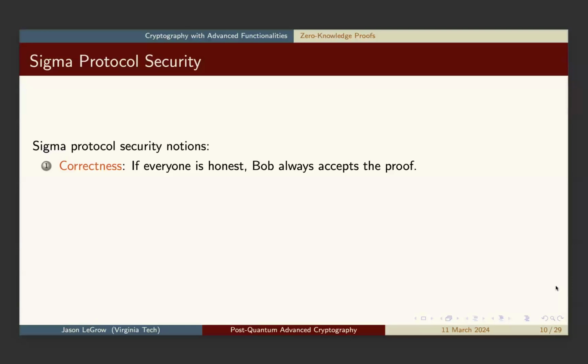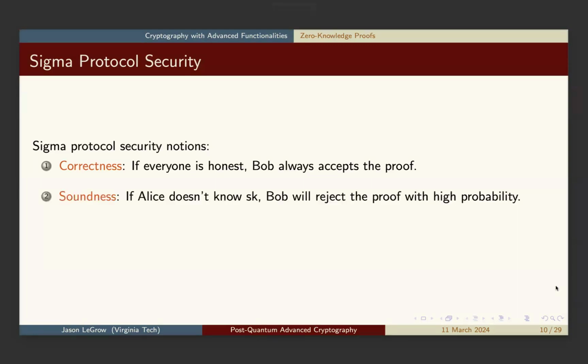In cryptography, we always have a security notion that goes along with every protocol. So for a Sigma protocol, we need correctness, which says that if everyone is honest, if everyone does what they're supposed to, then the proof will go through. Everything will look the way that it should. Bob will agree that Alice knows the secret key. Soundness protects Bob against cheating Alice. So if Alice doesn't know the secret key, Bob should reject the proof with high probability. And by high probability, I don't mean that high. As long as he rejects it with constant probability, we're okay. So probability 1/2 or even probability 1%, that's fine. That's all we need. Higher the better, of course.